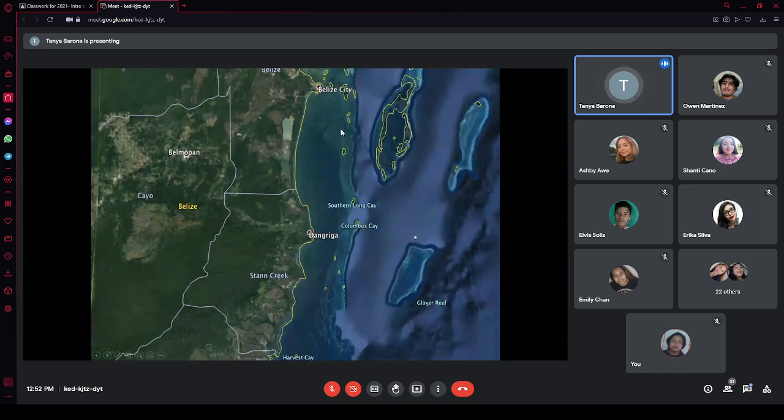All right, in looking at the map of Belize, or a portion of the map of Belize, you can see an example of the barrier reef and three of the atolls found in this area, in the Mesoamerican Reef area. There is a fourth atoll called the Banco Chinchorro Atoll, and that is located in Mexican waters.